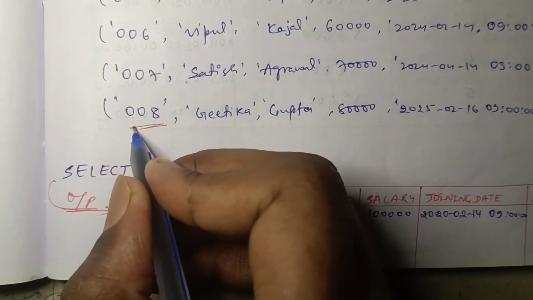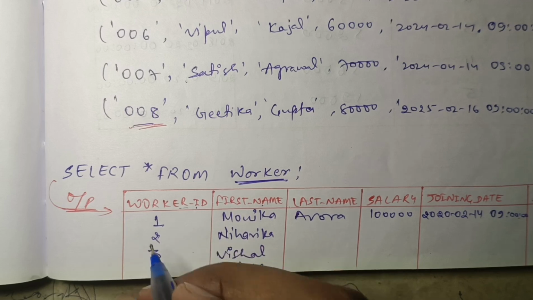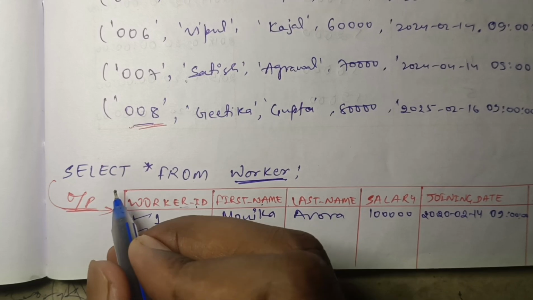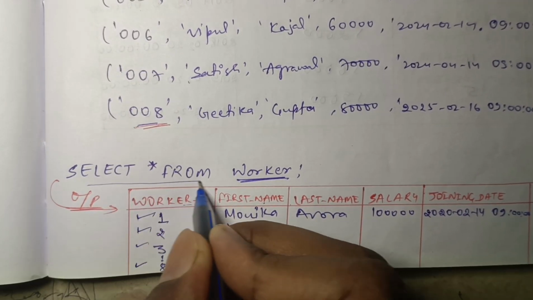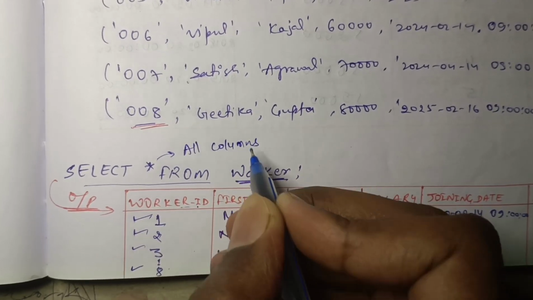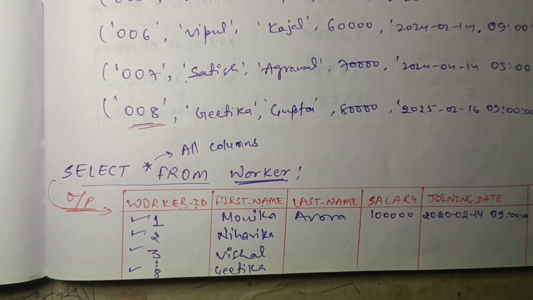So here we stored 8 rows of values. You can see that I am not showing all the values, but here I mentioned 1, 2, 3 up to 8. All values are stored in this table. So you can get all the details about the table named worker from this command select star from. Star specifies all columns, that is, it tells SQL that the user requires all the details of all the columns.